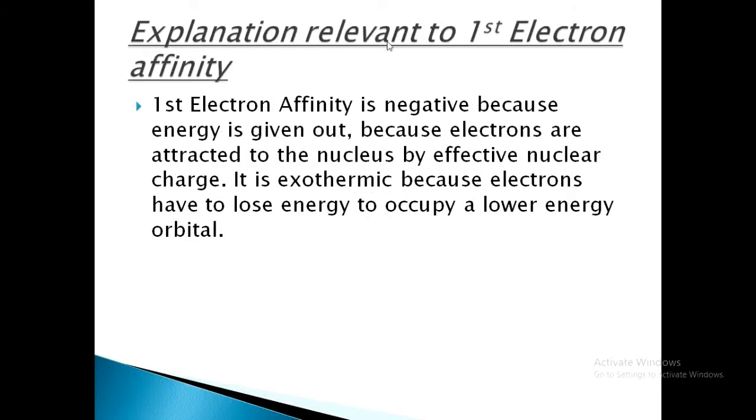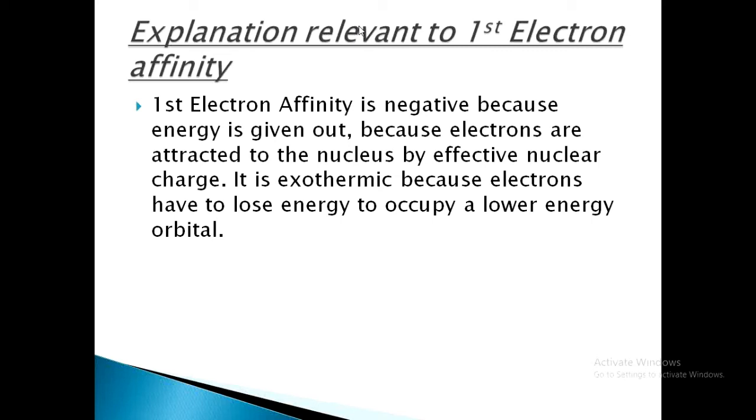So, the explanation relevant to first electron affinity: why is it an exothermic process? Here you can see first electron affinity is negative because energy is given out. First of all, this is an exothermic reaction. Why? Because electrons are attracted to the nucleus by effective nuclear charge, that is the nuclear pull of the protons. It is exothermic because electrons have to lose energy to occupy a lower energy orbital.